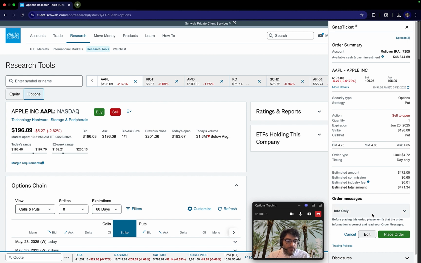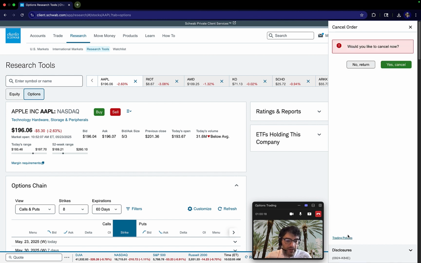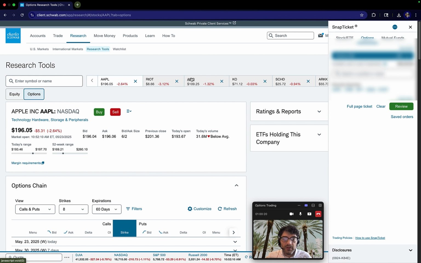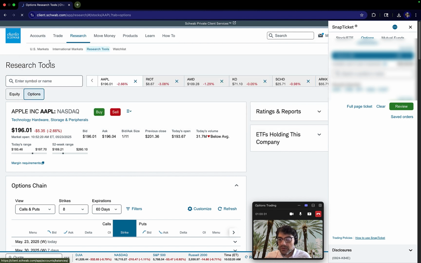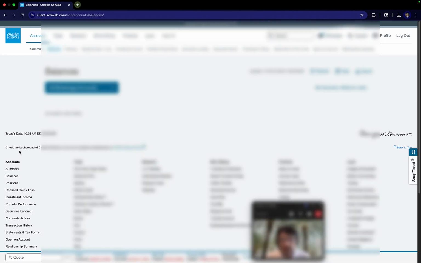Okay, now if we go in place order, I'm not going to do this because I don't want to. This is a live account, so I don't want to place this right now. I'm just going to go ahead and click cancel. And now let's navigate away. So remember that $19,000 that we calculated that we need to have. So I'm going to go to balances.